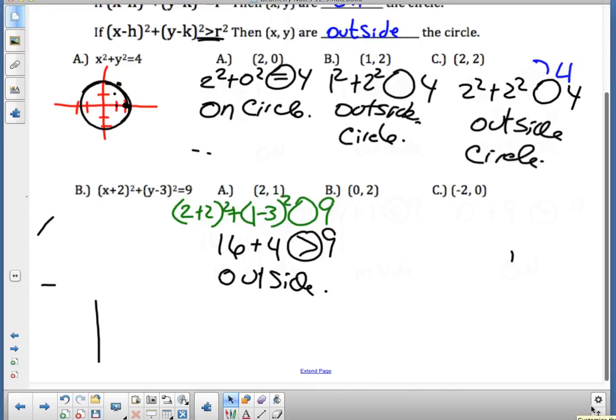Que sera, sera. Whatever will be, will be. The future is ours to see. Que sera, sera.